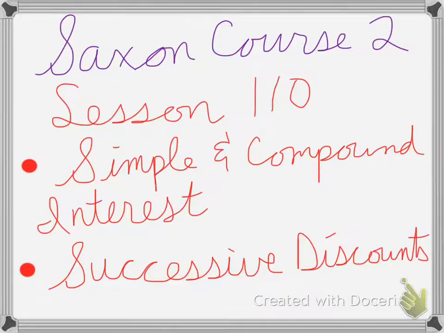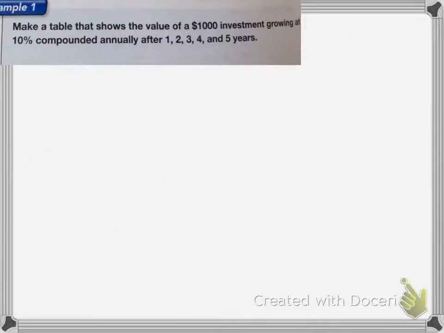Saxon Course 2, Lesson 110 is on simple and compound interest and successive discounts. When you deposit money in a bank, the bank does not simply hold the money. Instead, it spends it in places and gives you money called interest on what you first put in. The money you put in is called the principal, and the amount of money the bank pays you is called the interest.